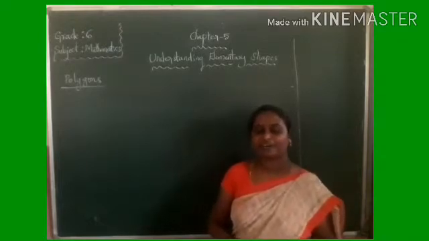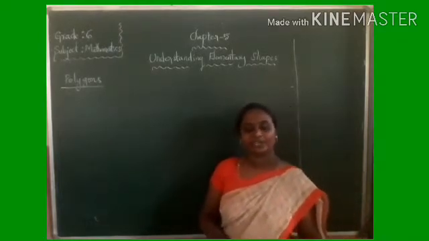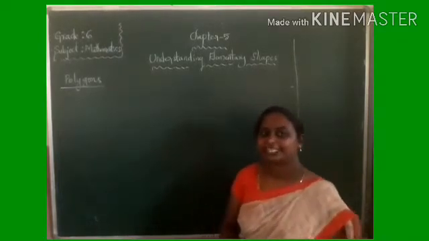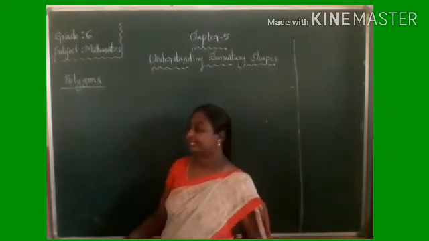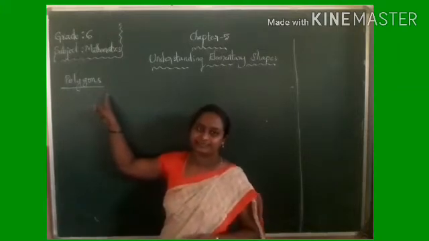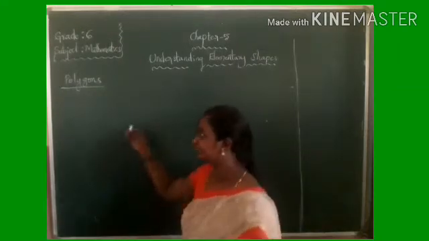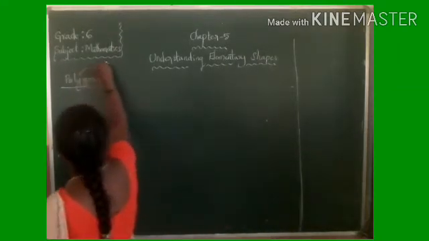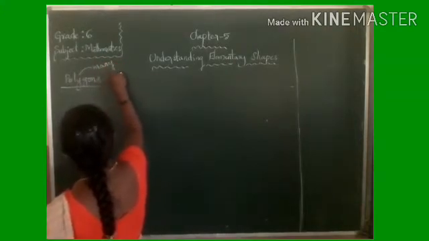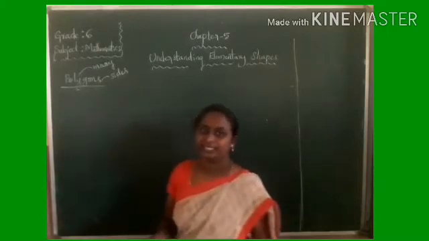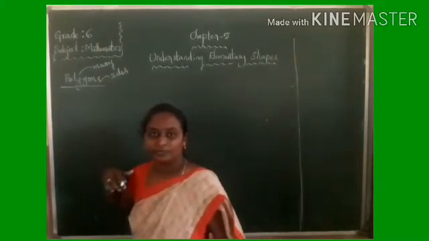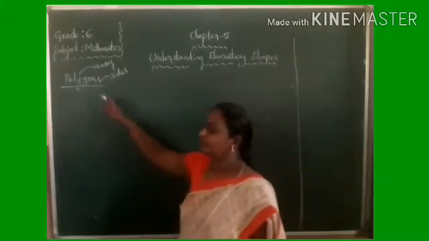Quadrilaterals. Okay. So, the quadrilaterals are formed by four line segments. Very good, children. Today, you are going to learn one more new topic, that is polygons. Poly means many. Gons means sides. Many sides. A figure that contains many sides is called a polygon.